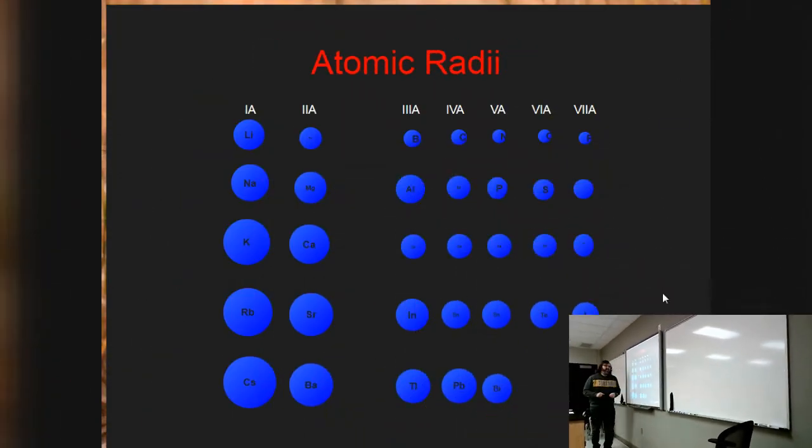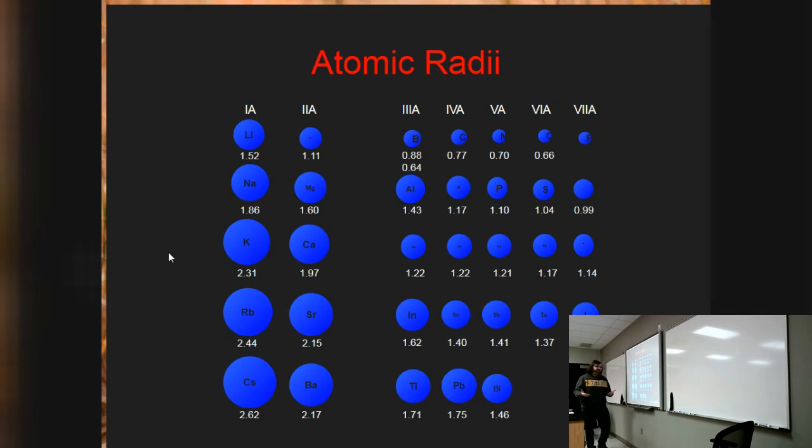The next periodic trend that we've got is atomic radius. Atomic radius is basically how big the atom is. Again, radius, the atoms are a sphere, so in 3 dimensions. So their radius is a measure of how big they are. We could say diameter as well, but again, same thing.